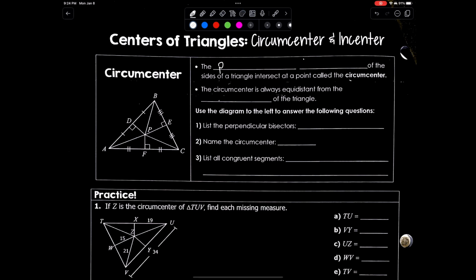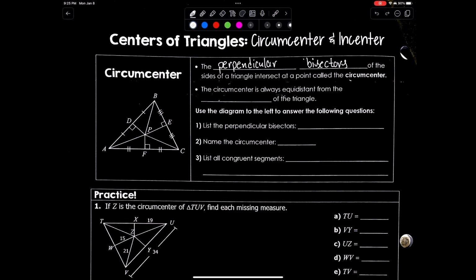So the perpendicular bisectors of the sides of a triangle, they all intersect. If you draw out all of the perpendicular bisectors from the sides into the triangle, they all intersect at some point. This point is called the circumcenter. Okay, it's on your reference sheet, that reference sheet I gave you yesterday. This is how we're going to calculate things and figure things out with the circumcenter.